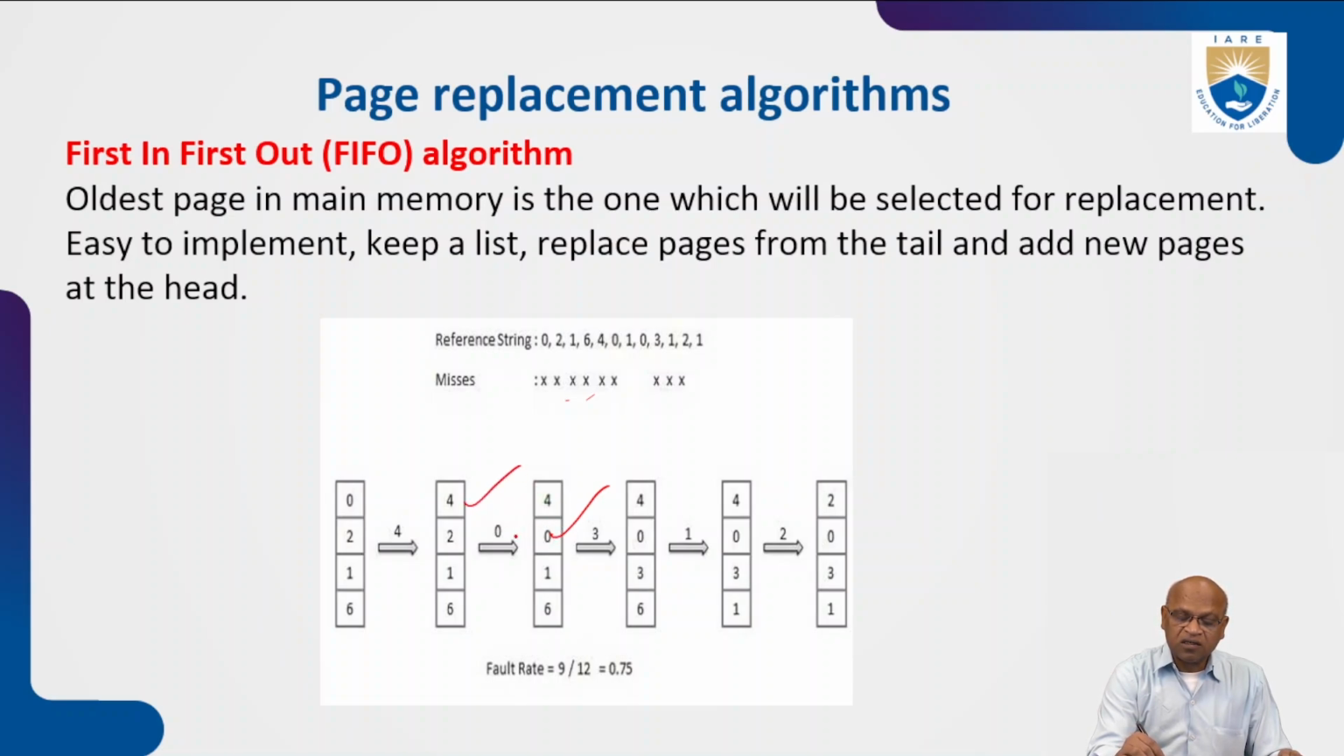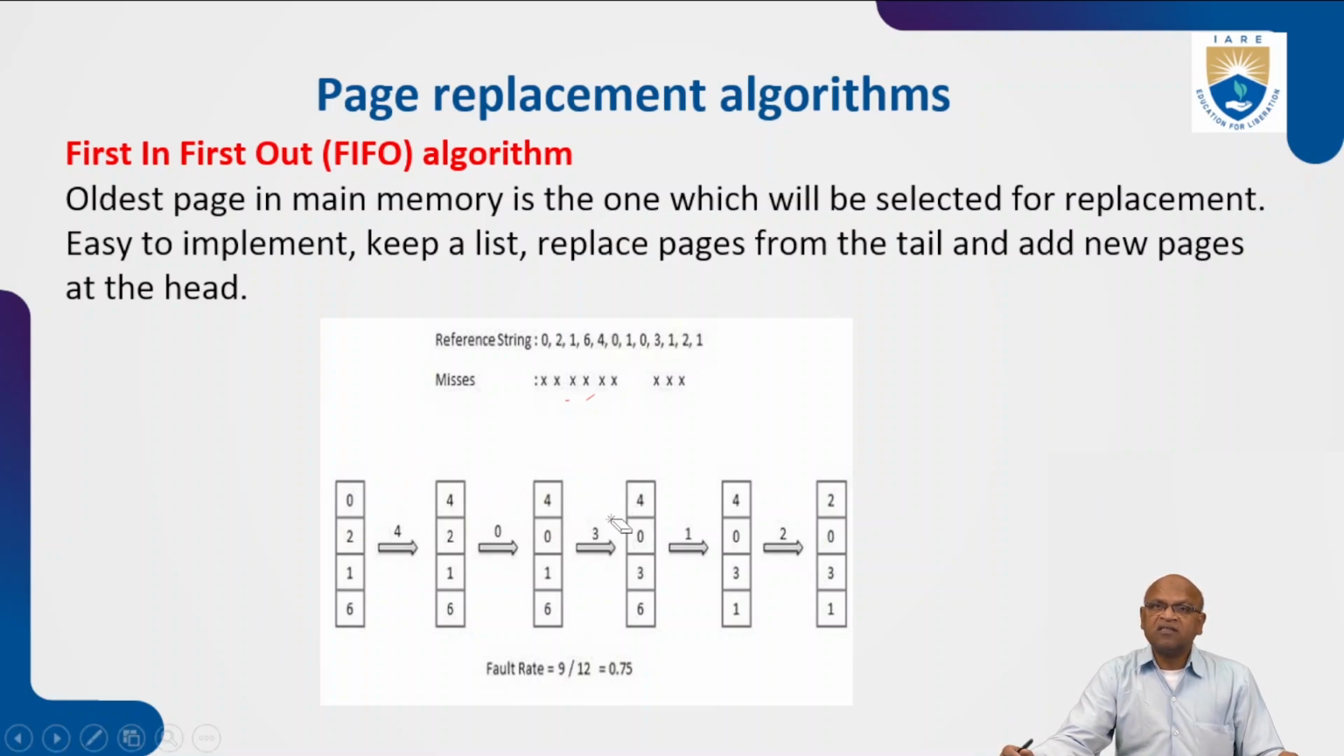Now the next one, you want 0. 0 is there, so 0 will be inserted here. This is an internal adjustment of this algorithm. Like this, whenever the string is not available, we call it a miss or page fault. Whenever a page fault occurs, it will call the page replacement algorithm. That algorithm will execute, clear one of the frames and get that page into that frame. So this is called first in first out.